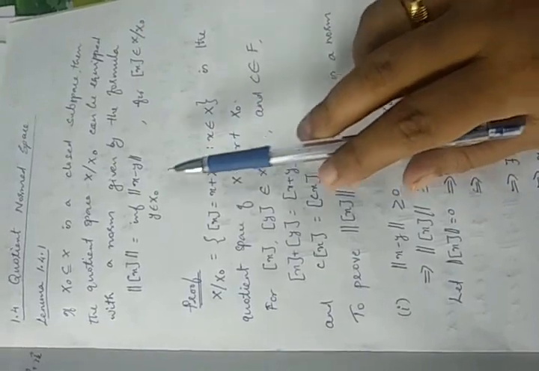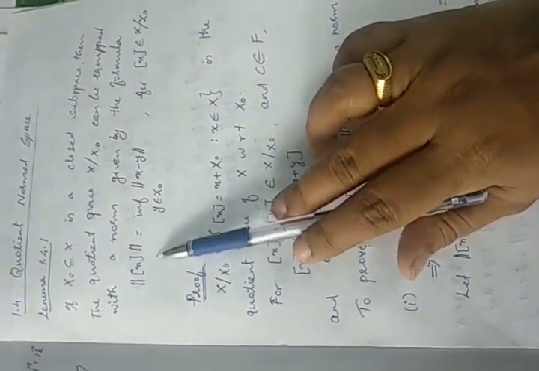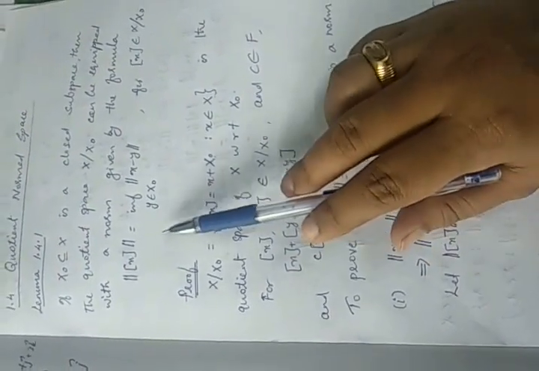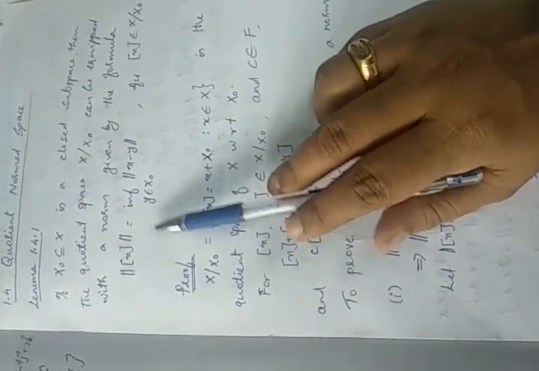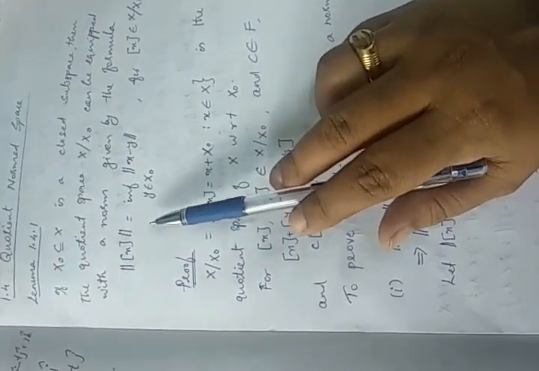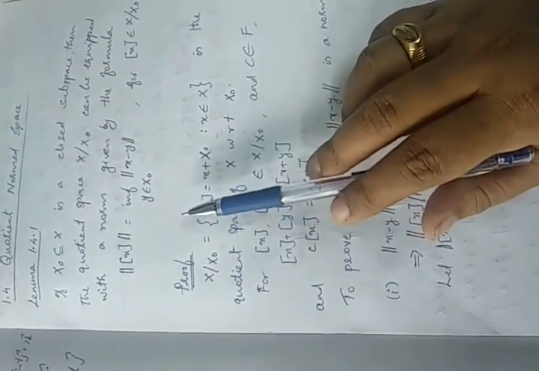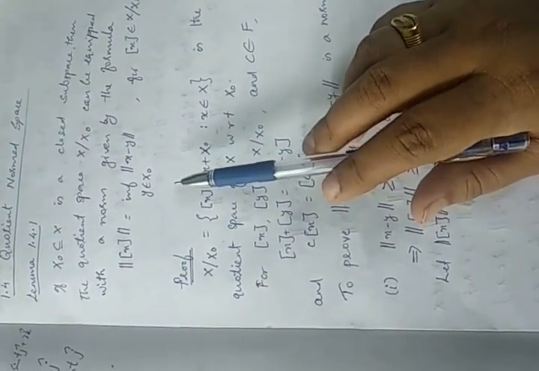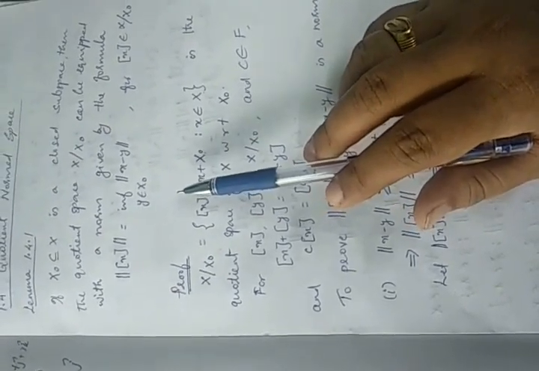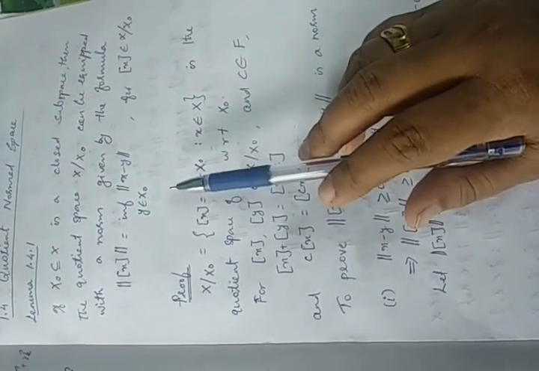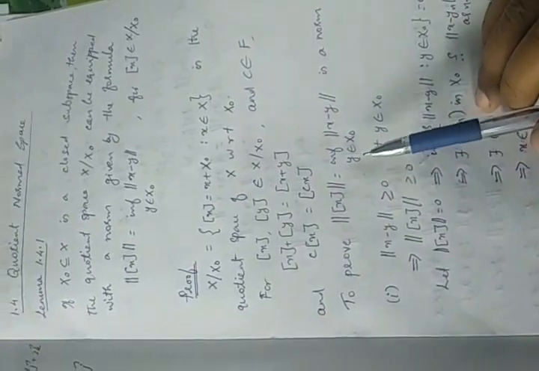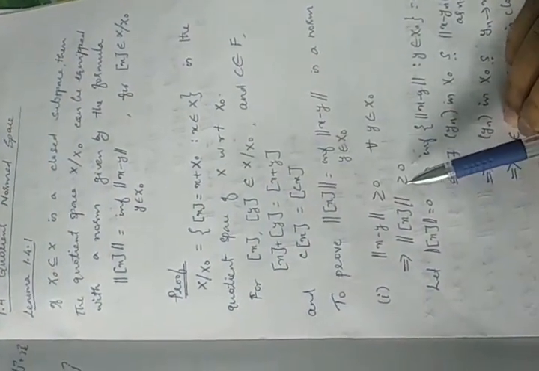Now, let us come to the proof. In order to prove that this is a norm on X by X0, you have to prove four things. The first one is that norm of class X is always greater than or equal to 0. Second, norm of class X is equal to 0 if and only if class X is equal to 0. Third, norm of class lambda X is equal to mod lambda into norm of class X. Fourth, norm of class X plus Y is less than or equal to norm of class X plus norm of class Y. So, we consider the first one, that is the non-negativity property.